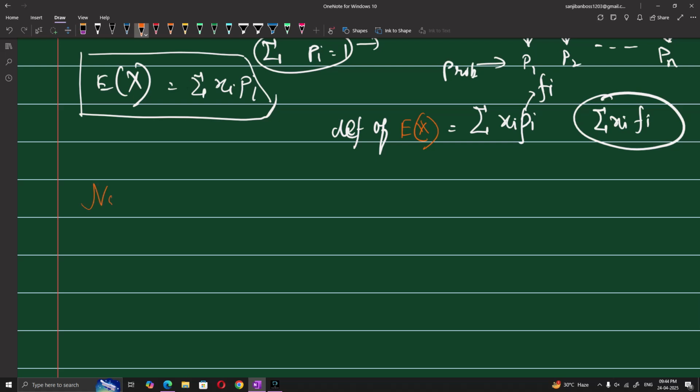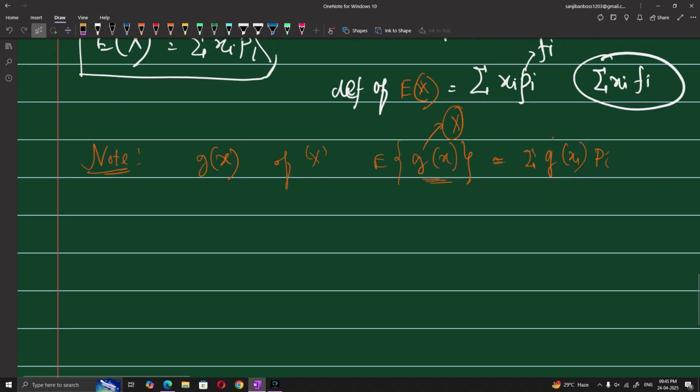Note there is a note, say g(x) is a function of x, and expectation of function g(x) is nothing but summation g(xi) pi, because here x is substituted by g(x). There is no basic difference. So for example, we can take an illustration to give clarity.